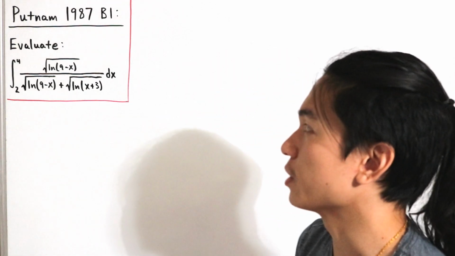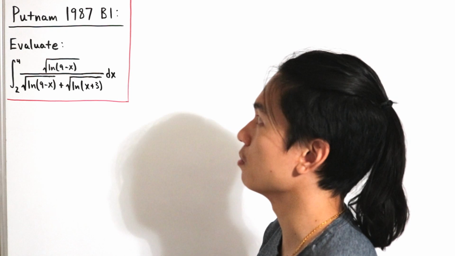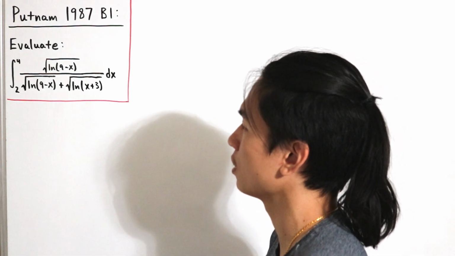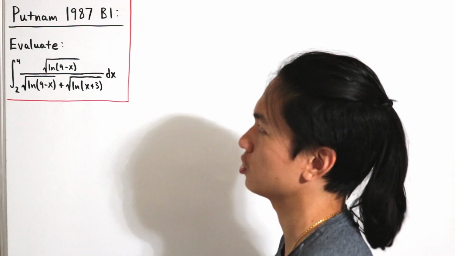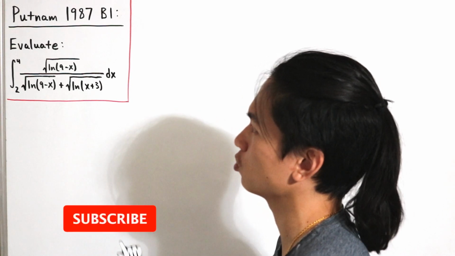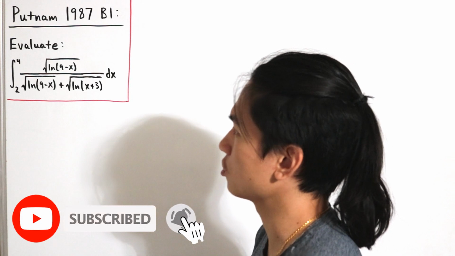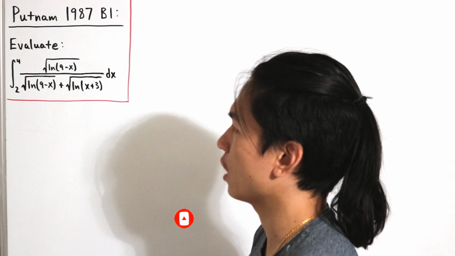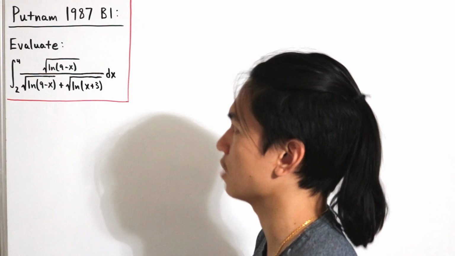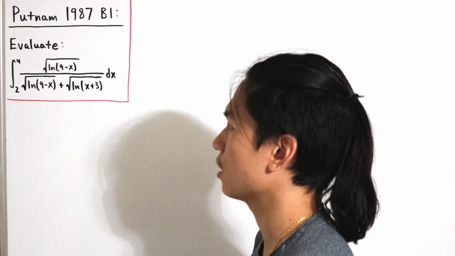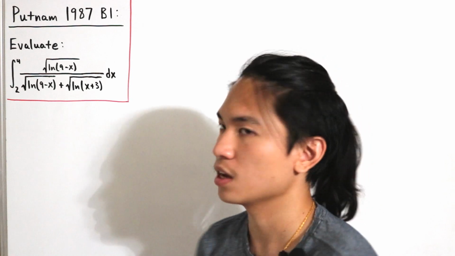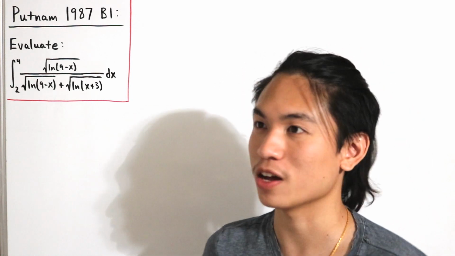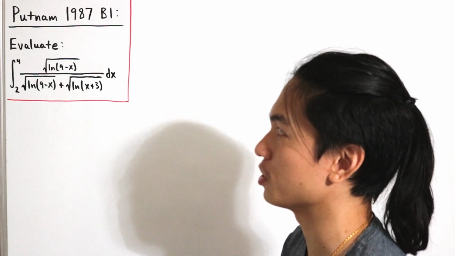In today's video we have the following problem from the 1987 Putnam Exam, and this is question B1. The question is very simple. Evaluate this definite integral from 2 to 4 of the square root of ln of 9 minus x, divided by the square root of ln of 9 minus x plus the square root of ln of x plus 3, dx.